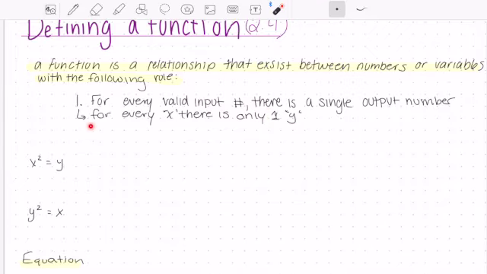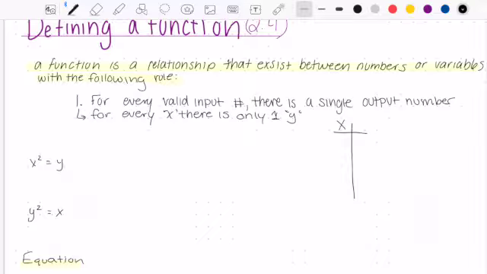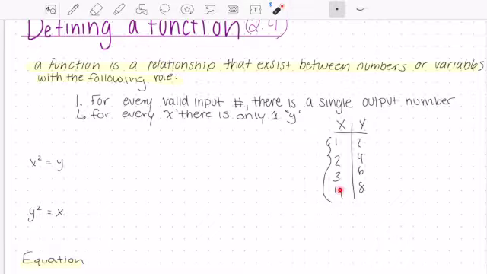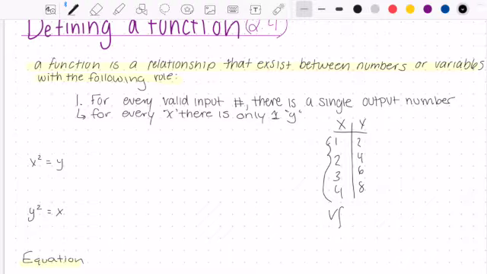The rule is for every valid input number, there is a single output number. Or for every x, there is only one y. Now, what this looks like is if I am given a table of values, x and y, 1, 2, 3, 4, 2, 4, 6, 8. Every time there is an x value in this chart, it only corresponds with one y value. What I don't want to see is something like this. So yes, this is a function.